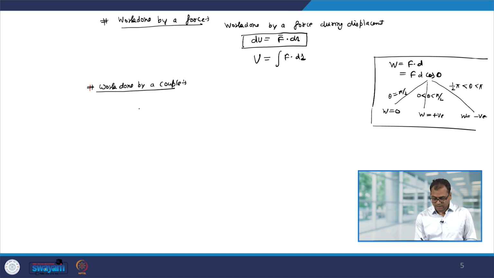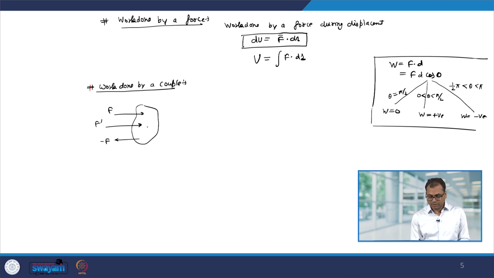So, let us say I have a rigid body, and on this rigid body a couple is acting. So, let us say F and minus F, and let us say there is one more force, let us call it F prime, and because of this, let us say you have the translation. So, we are discussing the translation. Now let us look at the total work done by these forces.